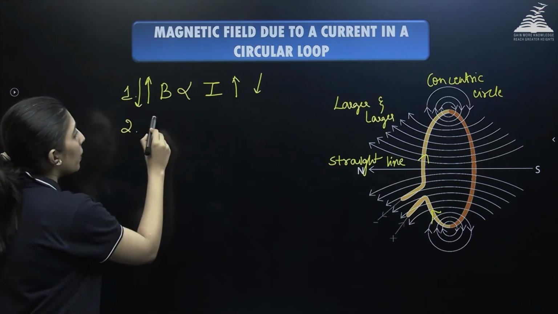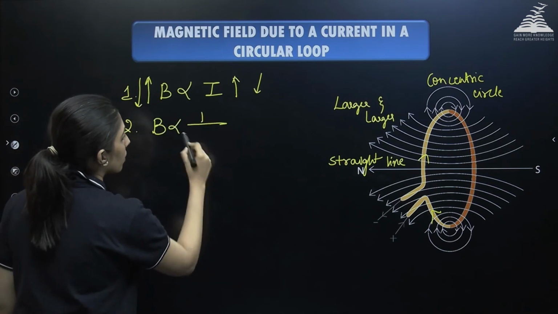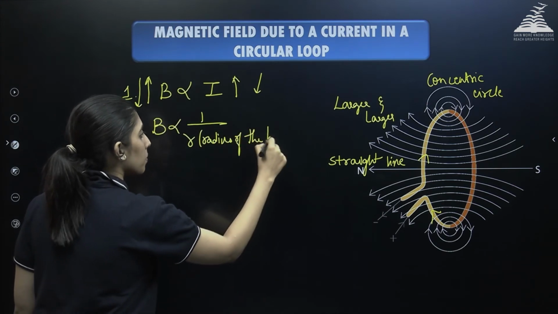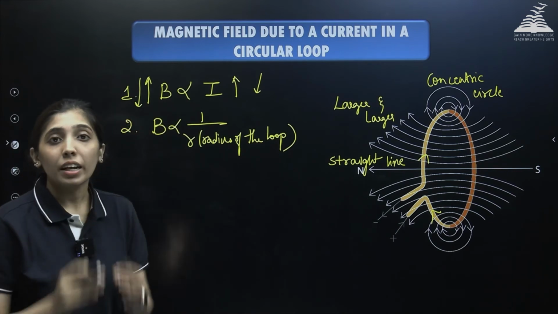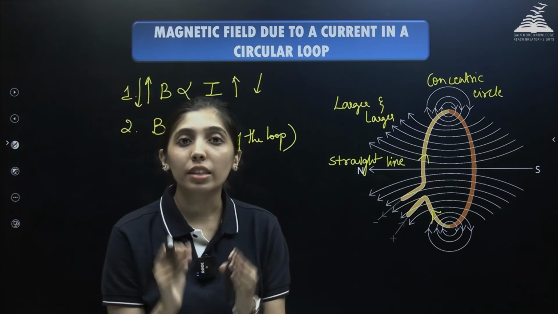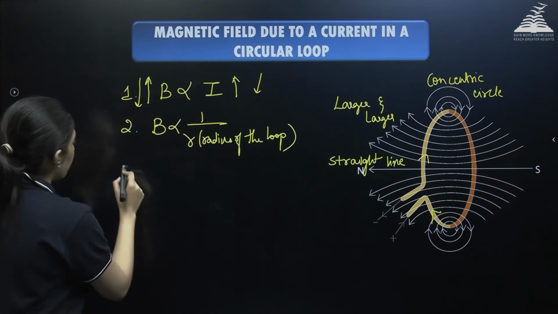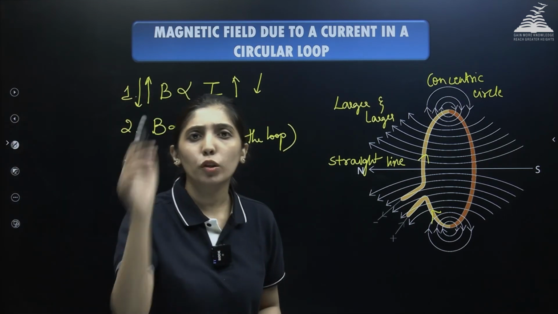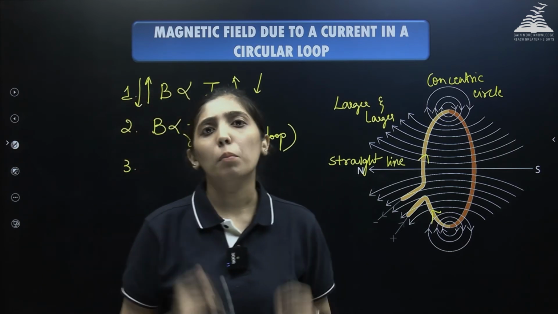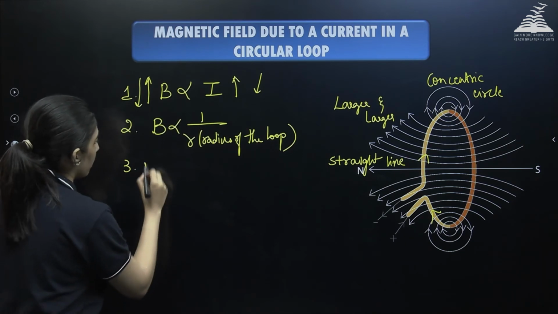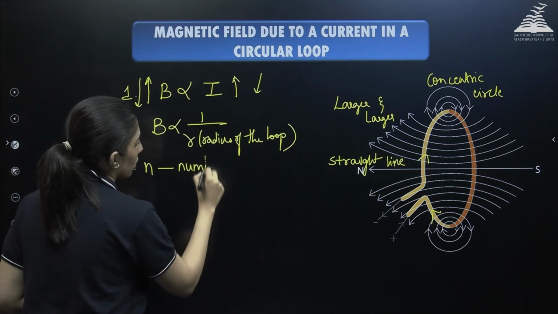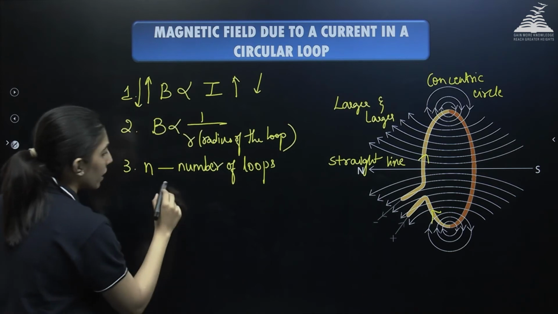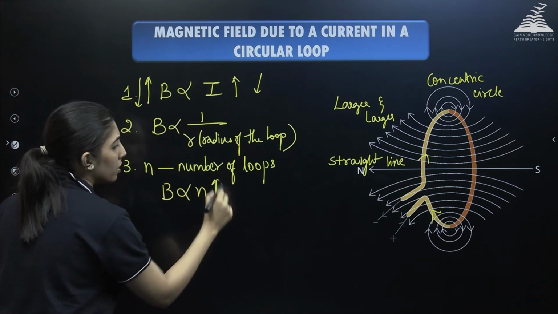And the second factor, B, is inversely proportional to R. That is the radius of the loop. If the radius increases, the magnetic field decreases. If the radius decreases, magnetic field increases. And the third factor is the number of turns. That is, it is not compulsory that I have to use only one circular loop. I can use n number of circular loops. If I increase the number of loops, the magnetic field increases.